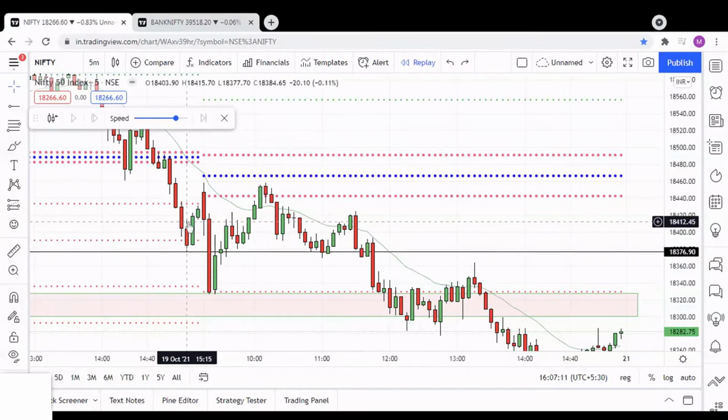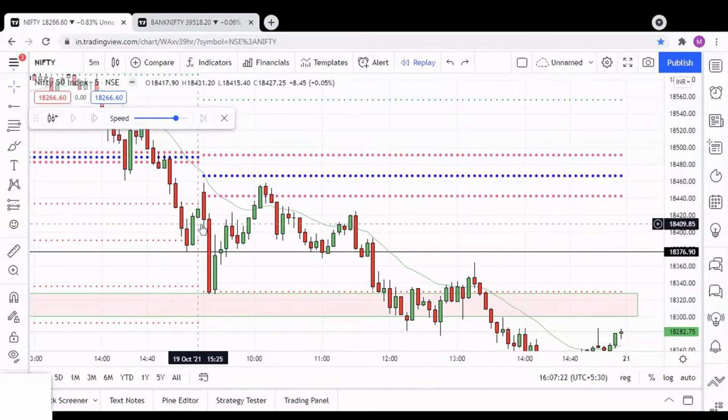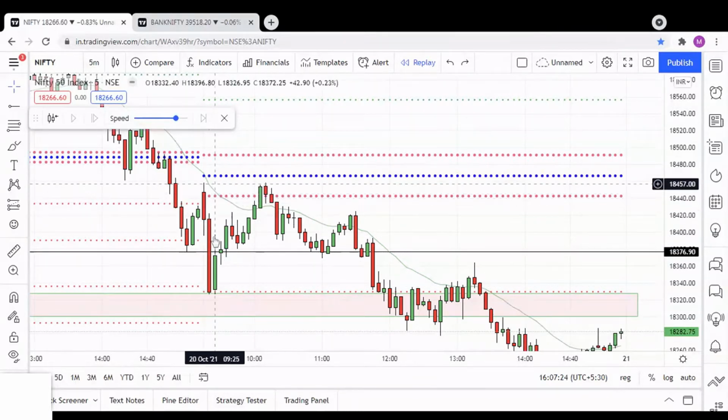You may think that you can enter the short trade at the close of this red candle and book the profit at the next pivot or support. Even the risk reward ratio is also good. If you enter here, keep your stop loss above the candle and book the profit at this pivot.